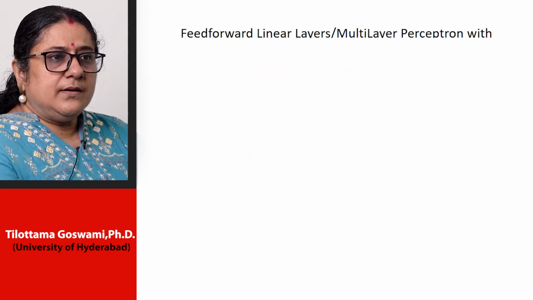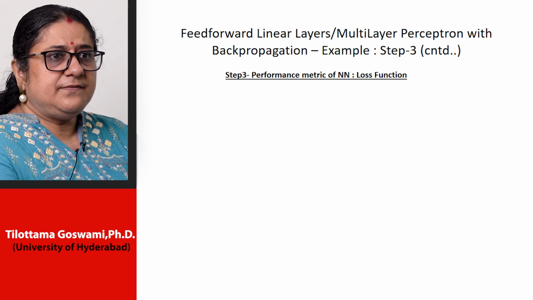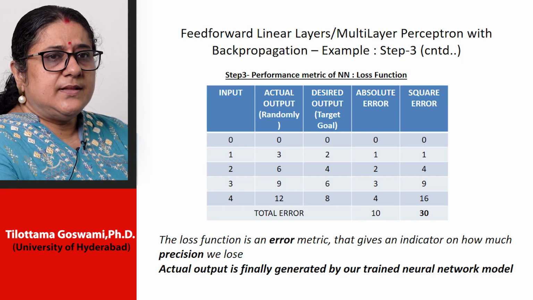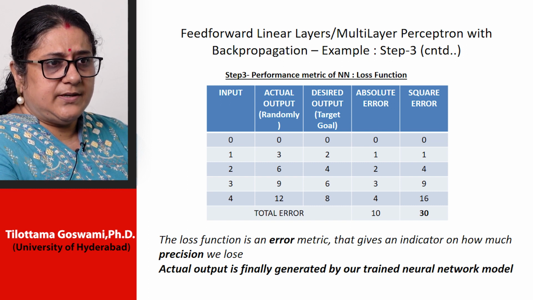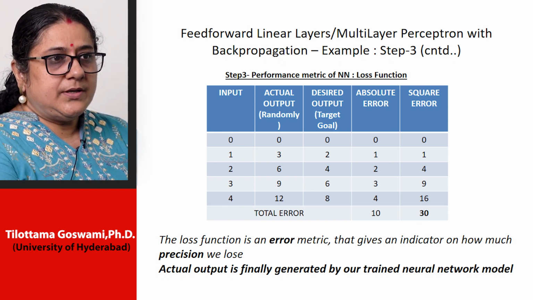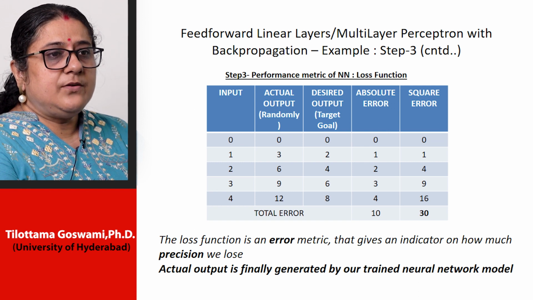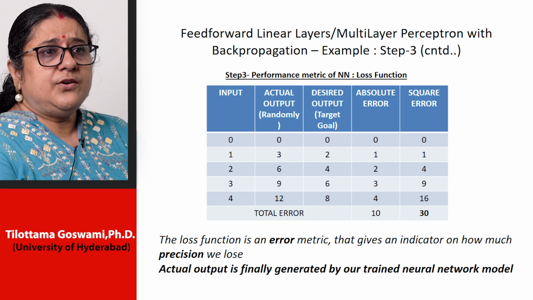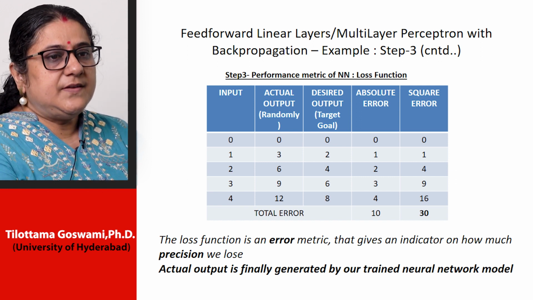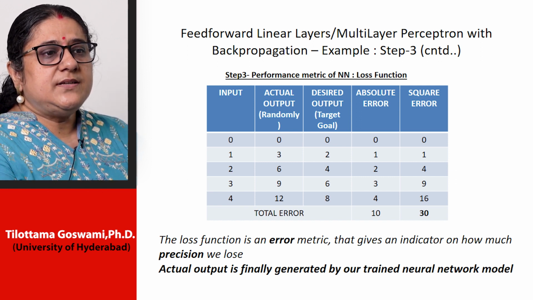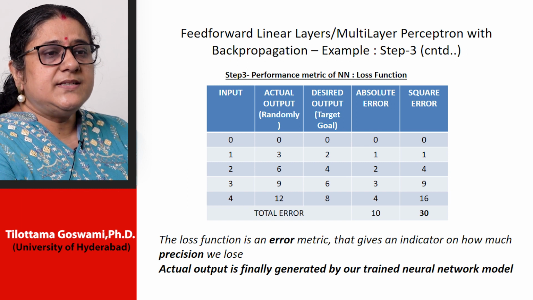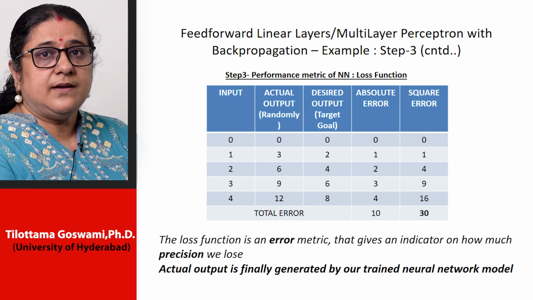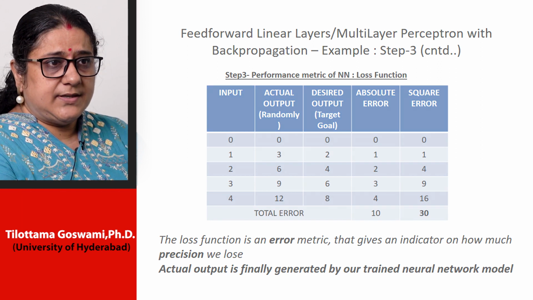So going forward with step 3 itself, in the loss function, the absolute error is computed and the square error is computed. In this table, we can see the input, the actual output, desired output, target, absolute error and the square error. The total square error, we saw, is 30. The loss function is an error metric that gives an indicator of how much precision we have lost and how close we have to be to the target.